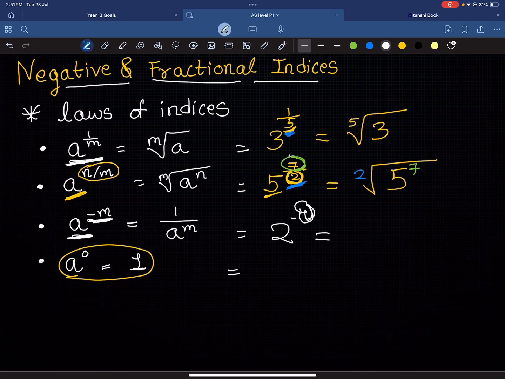That means 2 raised to -4 is literally the same as 1 over 2 raised to the 4th power. Okay, you're going to get that once you practice more questions.